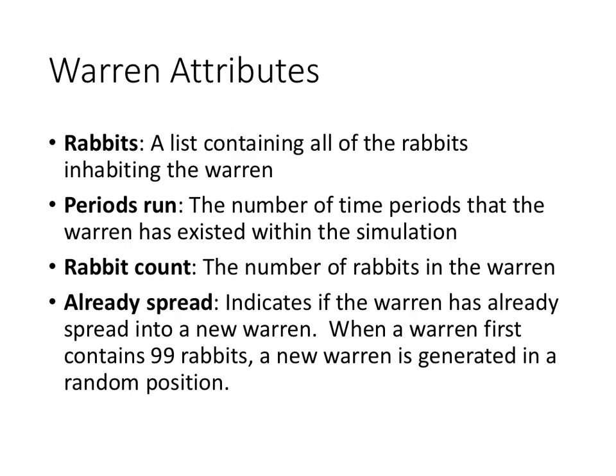Another attribute we have is the periods run. This is the number of time periods that the warren has existed within the simulation. The rabbit count is the number of rabbits that live in the warren. And then we have already spread. This is an indicator of whether the warren has already spread into a new warren. Basically, when a warren contains 99 rabbits the first time round, a new warren is generated in a random position on the landscape. But this can only happen once, so it keeps track of whether or not it's already spread.